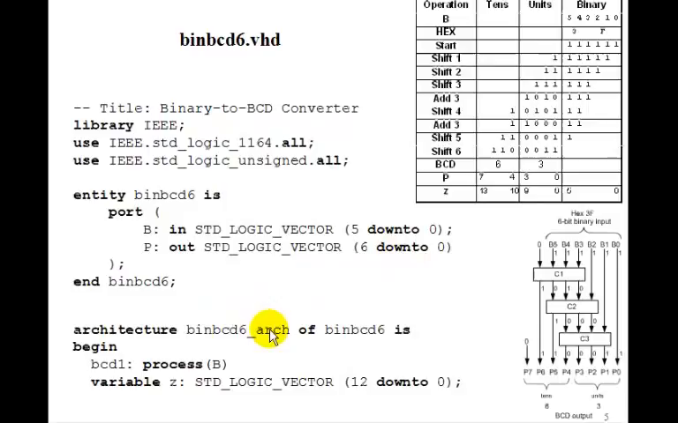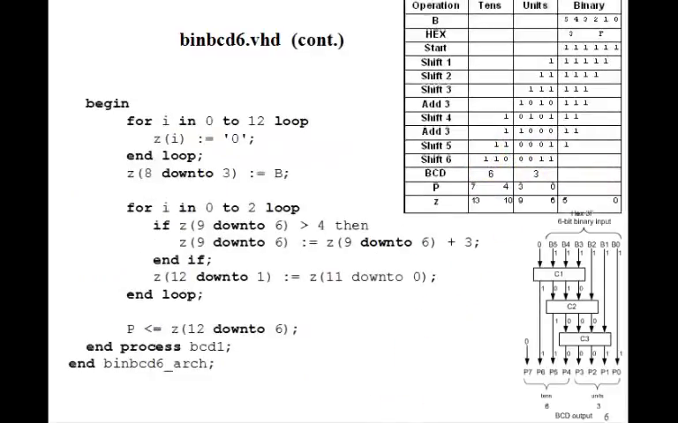Then in the architecture, we'll define the variable Z inside this process, where we're going to put the binary number in. So the variable Z is 12 down to 0. You see, Z here needs to go 12 down to 0, because that's where the answer will fit in. Now, in the architecture we have begin. You remember the first thing we have to do is set Z to 0.